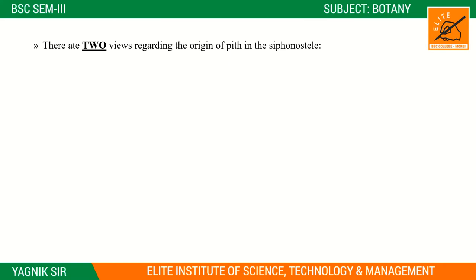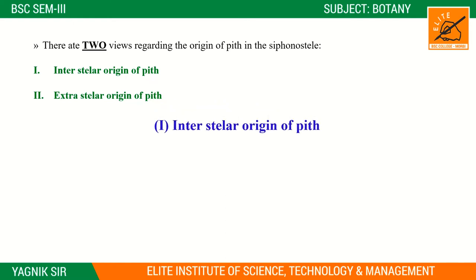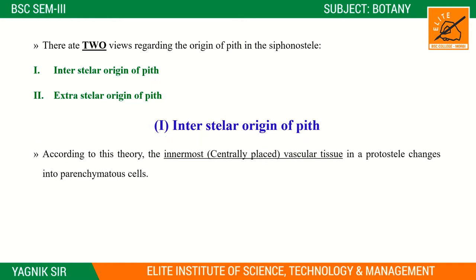So normally there are two views regarding the origin of the pith in the siphonostele, right? So which two types? First is the interstellar origin of the pith, and another is the extrastellar origin of the pith. So what is the difference between these terms? So first is the interstellar origin of pith.